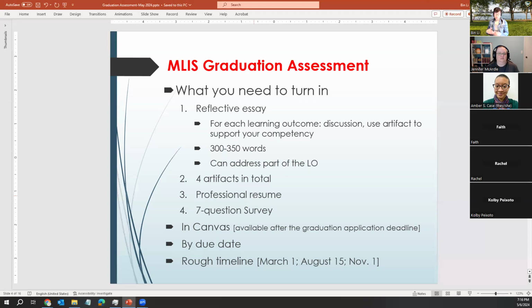Particularly if you are in the job market, even after you graduate, you can send your resume for her to help, or for mock interviews. Something related, but you can have a professional resume, and then also in Canvas a self-reported survey. So that's for the MLIS graduation assignments. Very good question about the artifact. So an artifact is basically assignments from your school.